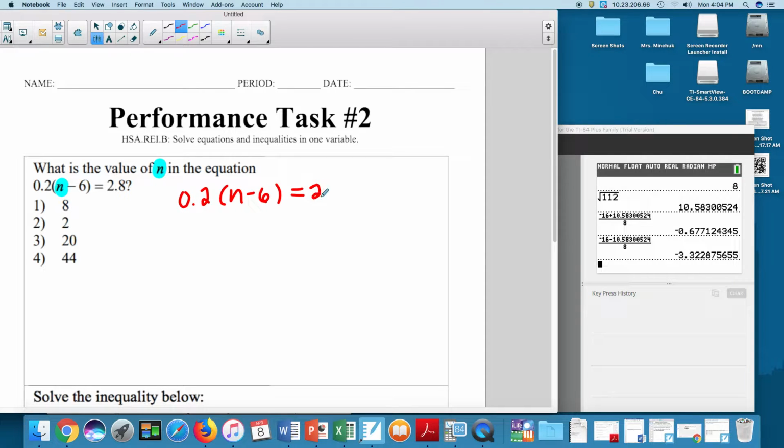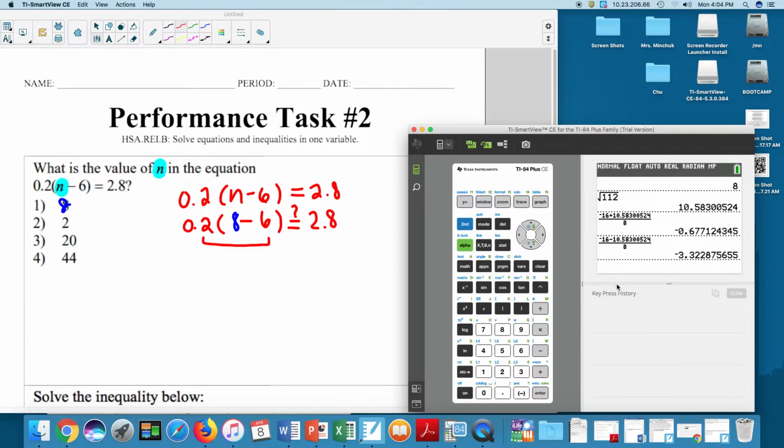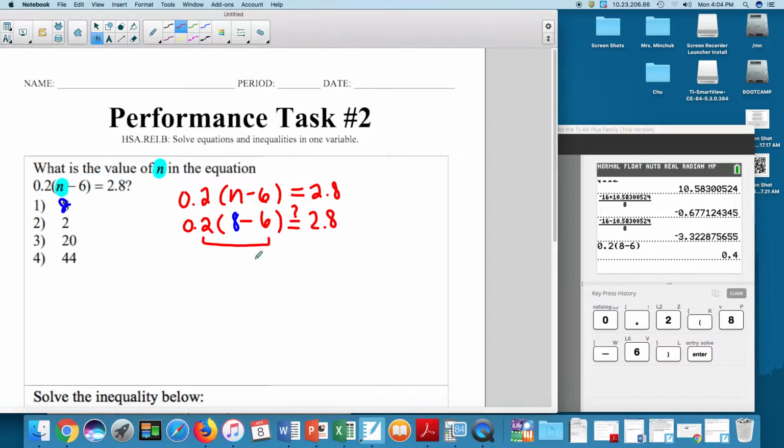And what you're going to do right now is try this first answer choice, which says n is equal to 8. And what we're going to do is replace our n with 8. So 0.2 times 8 minus 6. And we're asking ourselves, is that equal to 2.8? So we're going to plug this into our calculator, 0.2 times 8 minus 6. And we want to ask ourselves, is that equal to 2.8?